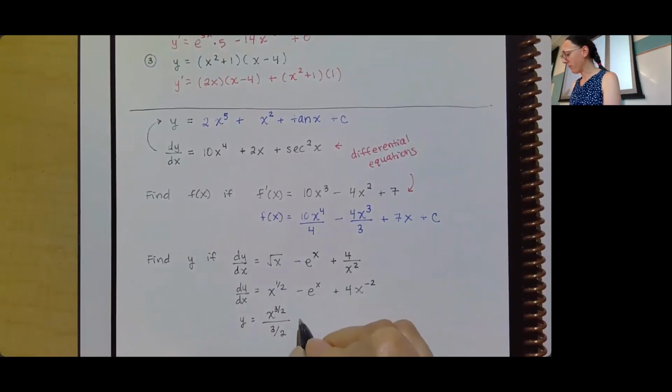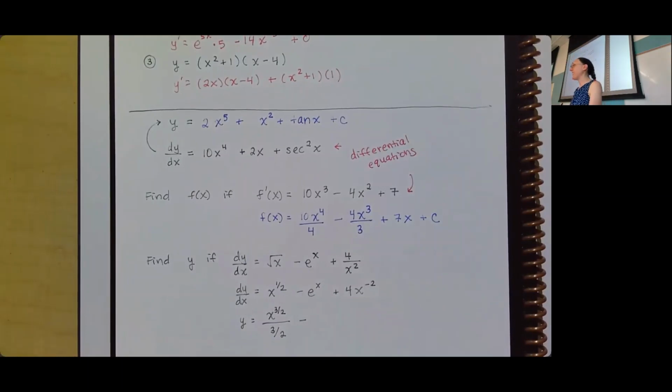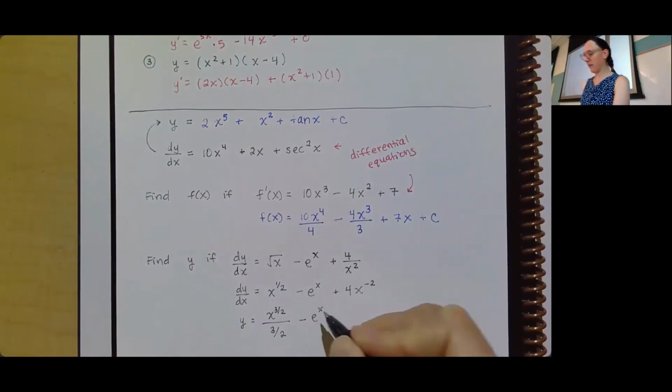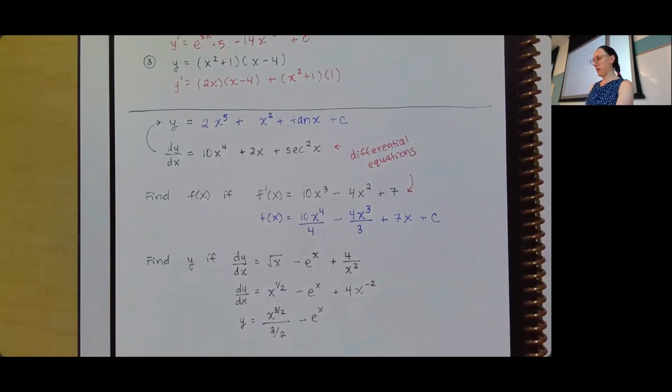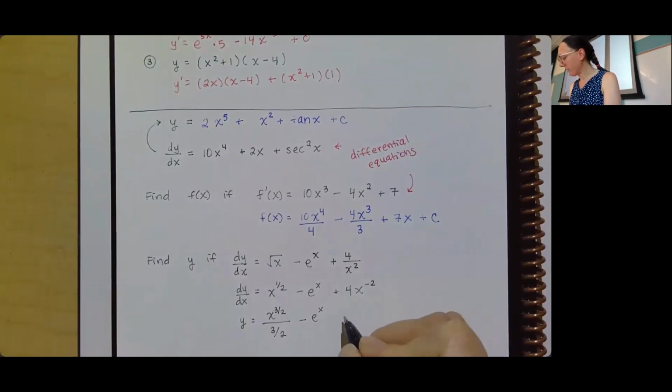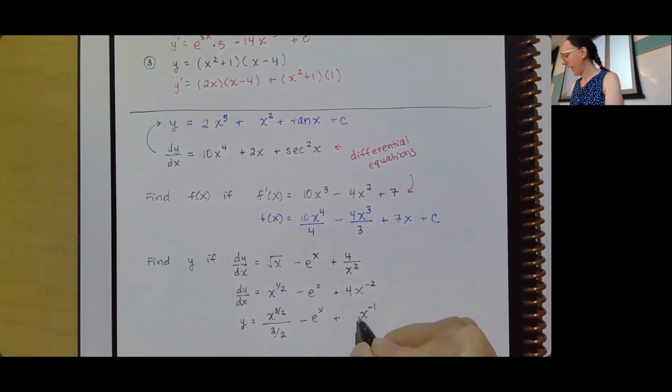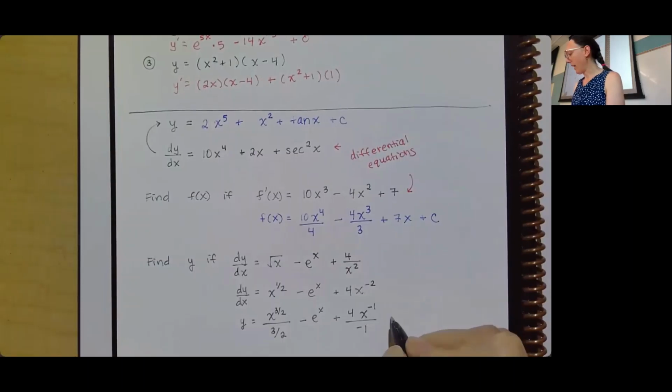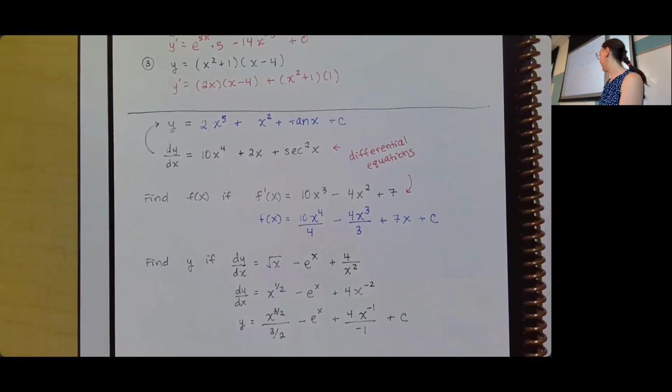That's an exponential. The derivative of e to the x is e to the x, which means the antiderivative of e to the x is also e to the x. And then I'm looking at that 4x to the -2. So I'm going to add 1 to the exponent, which is going to give me x to the -1, and then I'm dividing by that new exponent. And I will go ahead and add my constant in.